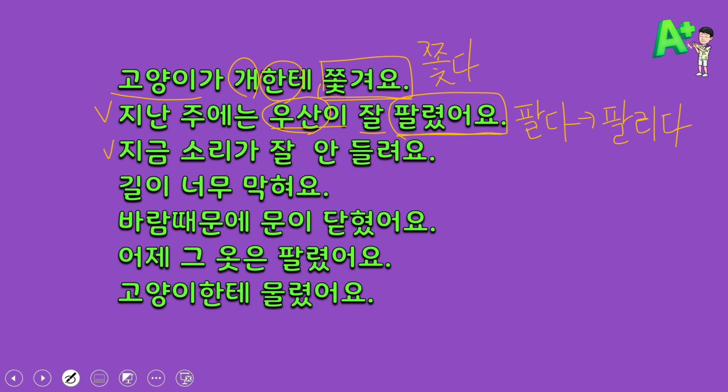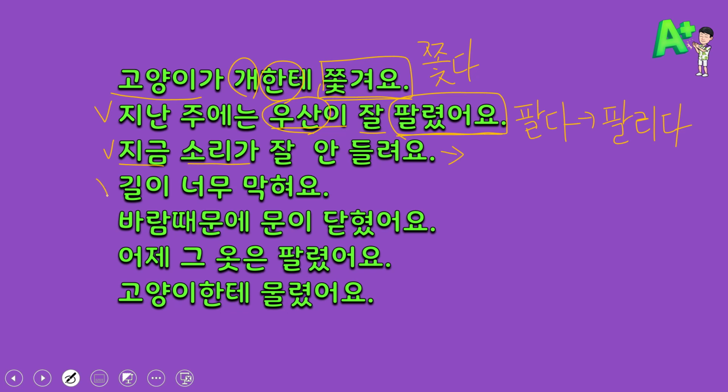지금 소리가 잘 안 들려요. Now, sound cannot be really heard well. So in English, I will translate that sentence as, oh, I can't really hear the sound. Again, Korean people prefer the passive voice, but Americans prefer active voice.